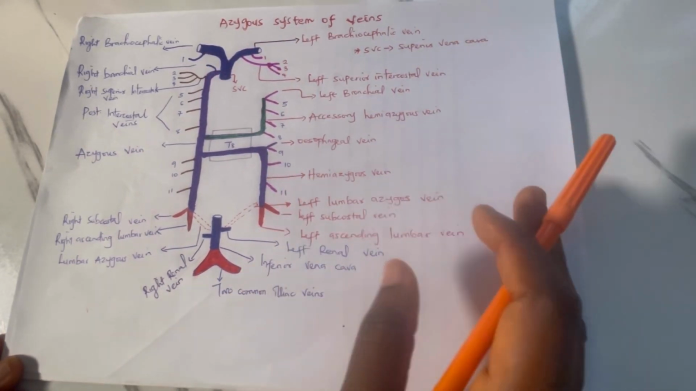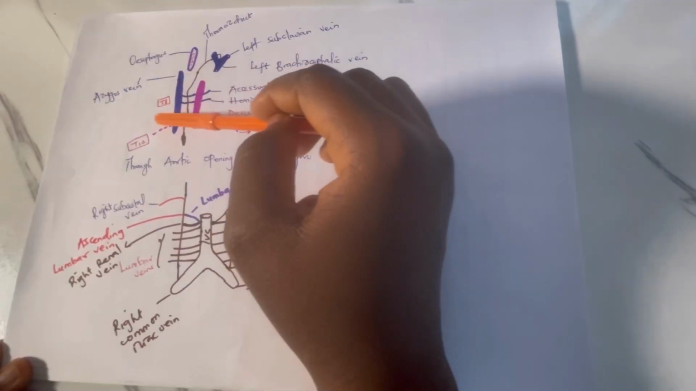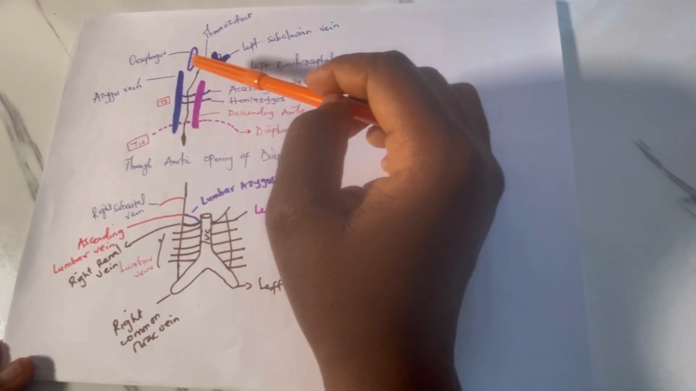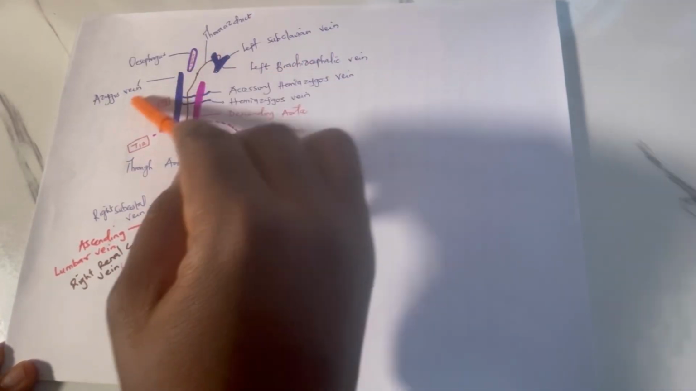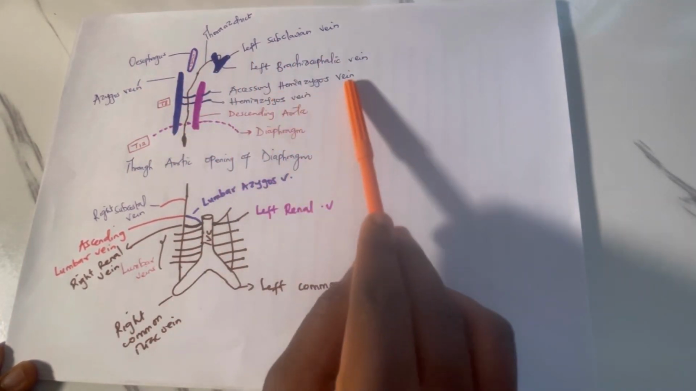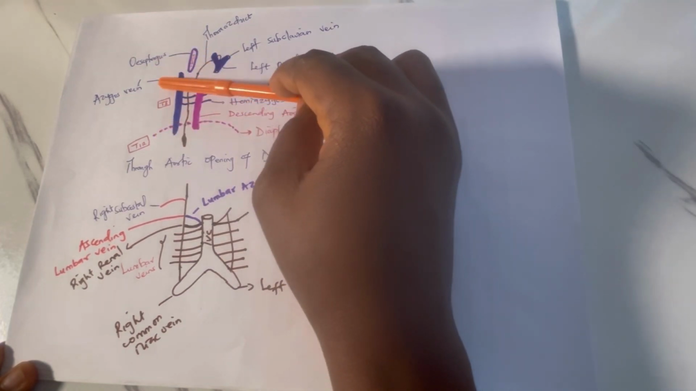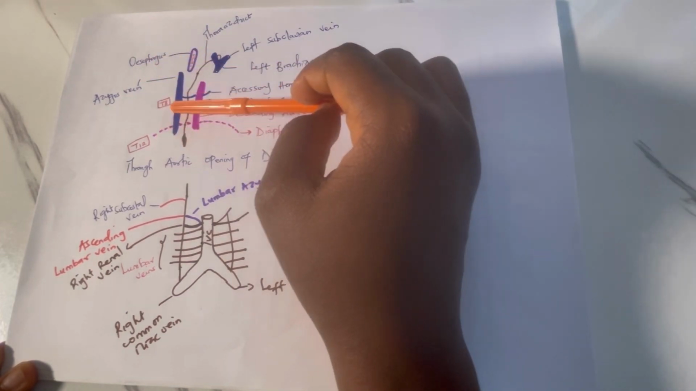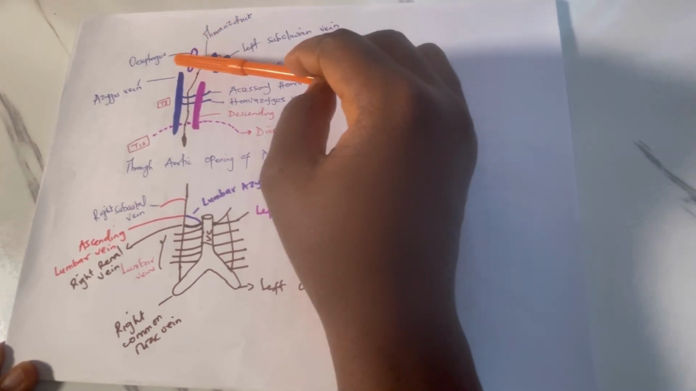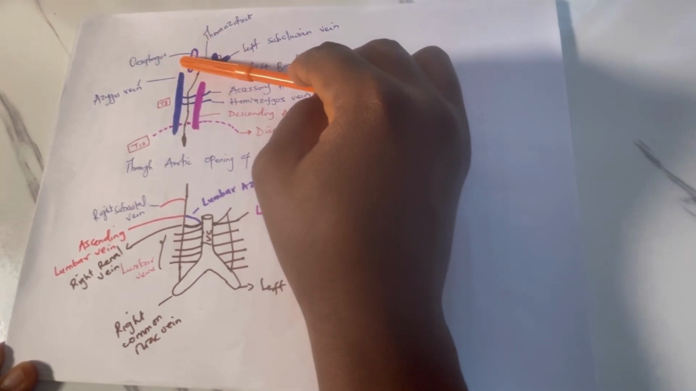Now let's talk about the relations of the azygos vein. So this explains the relations of the azygos vein. Here we have the right side of the azygos vein and the left side of the azygos vein. Here's the left side of the body, which has the accessory hemiazygos vein and the hemiazygos vein. So on the right side of the azygos vein, let's talk about the anterior relations first. Anteriorly, we have the esophagus here.